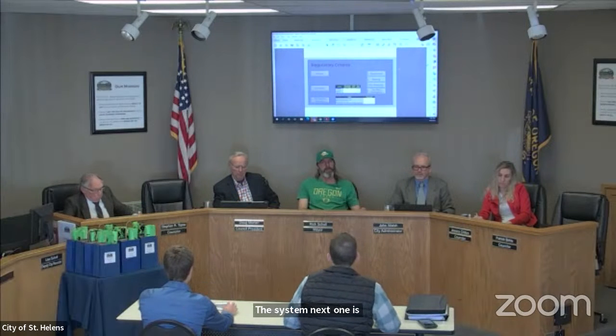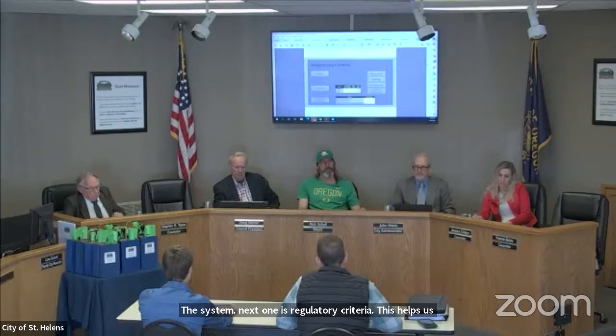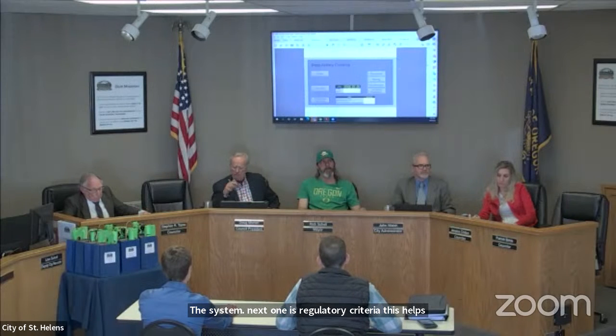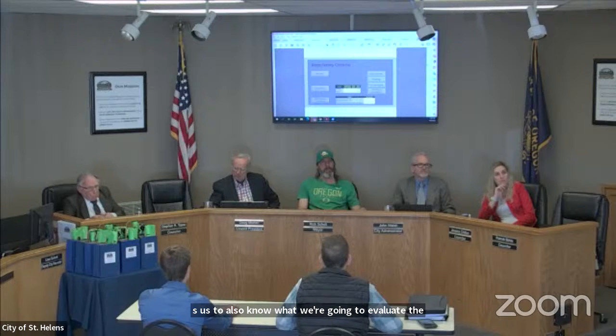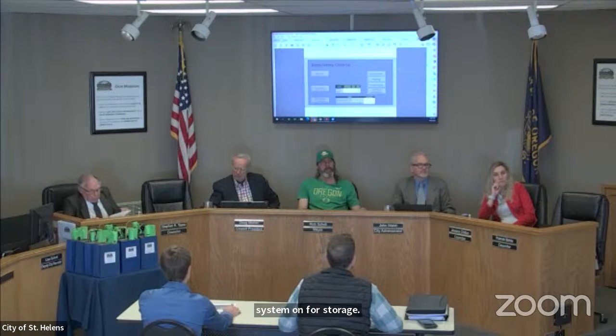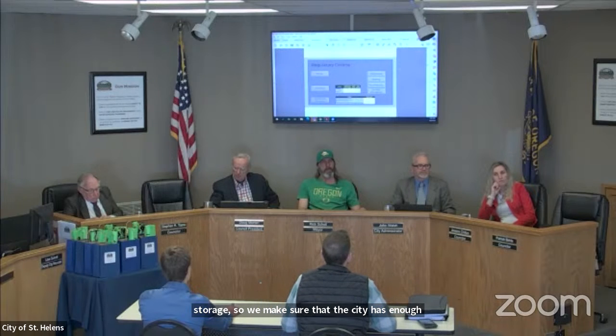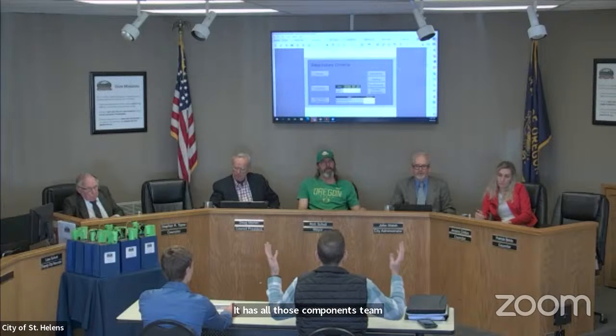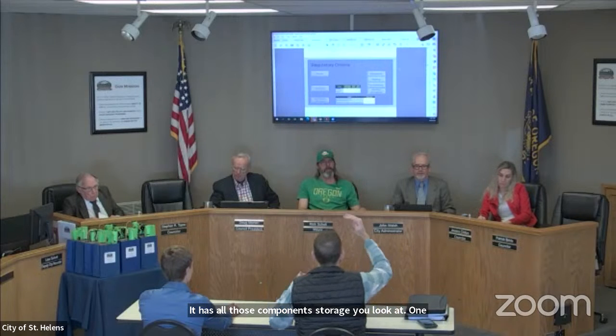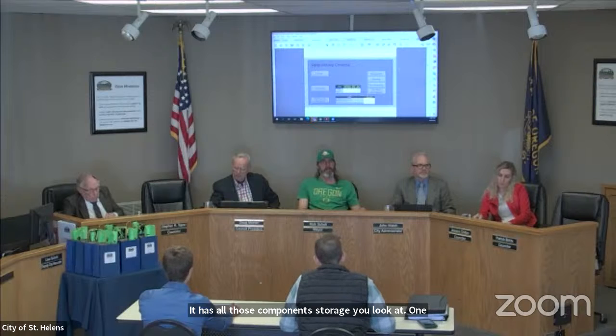Next one is regulatory criteria. This helps us to also know what we're going to evaluate the system on for storage. You have operational, peaking, fire, and standby emergency storage. So we make sure that the city has enough storage, or we evaluate it to see it has all those components in storage. You look at one tank, it's one volume, but then you want to make sure that you have enough to cover those different components.